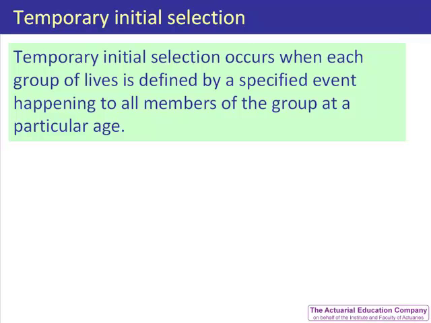Temporary initial selection occurs when each group of lives is defined by a specified event happening to all members of the group at a particular age. The difference in mortality or morbidity between a group of lives that do experience the specified event and a group of lives that do not will endure for a certain number of years after the specified event, known as the select period. Once the select period has expired, there would be no observable difference in mortality or morbidity between these 2 groups, so the effect of the initial selection process is temporary, hence the name.